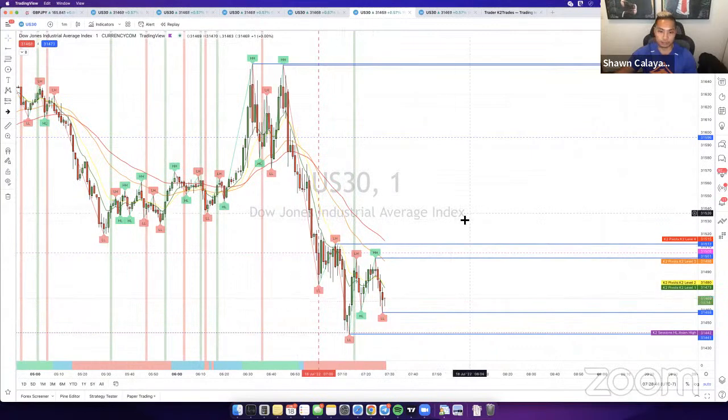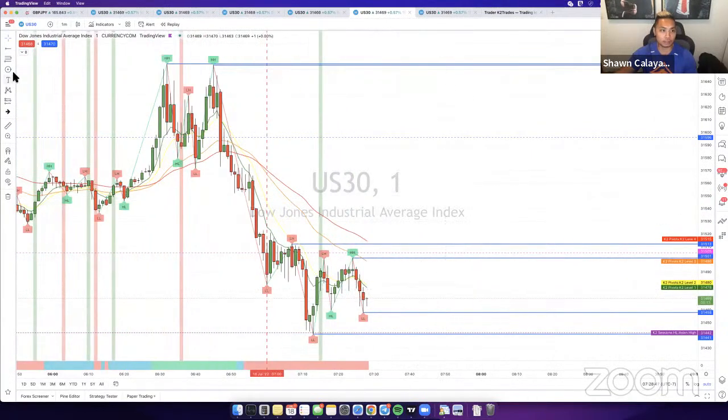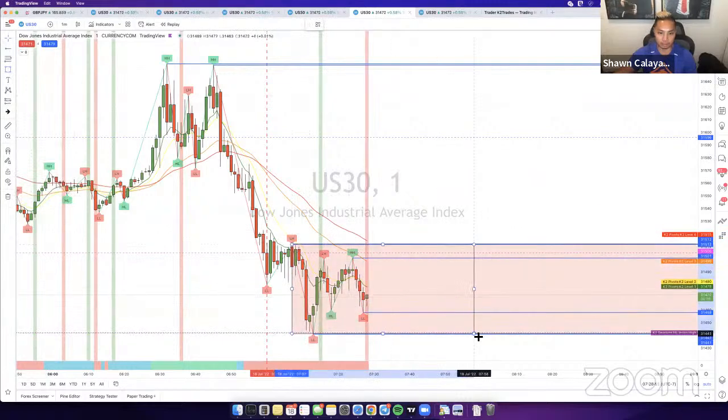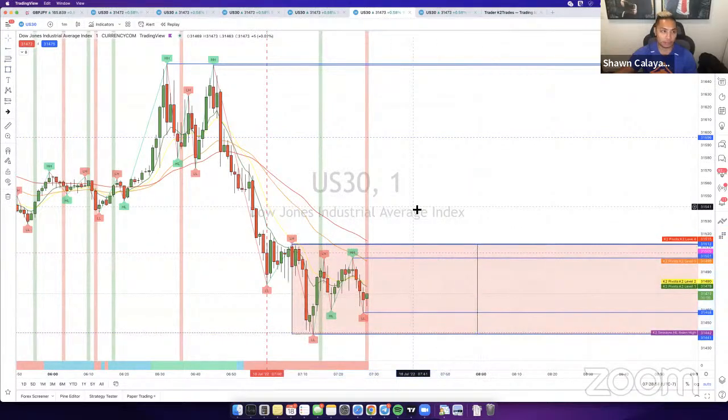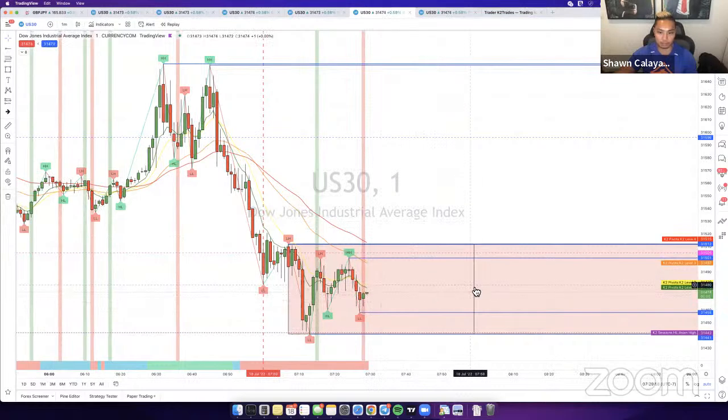So let me see if there's anything else here. There's nothing that's come up on the 1. It's still ranging. So that's why I kind of went off on a tangent there, because there's not really much for us to do anyways. Price is just going sideways. It's 7:30 right now. So if you guys have any questions or want me to cover anything specific, just let me know. I'm still looking for entries here, but there just isn't anything for me to take at the moment.